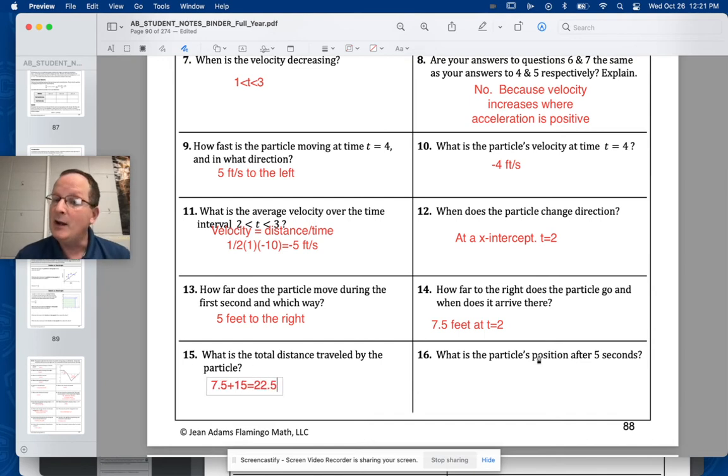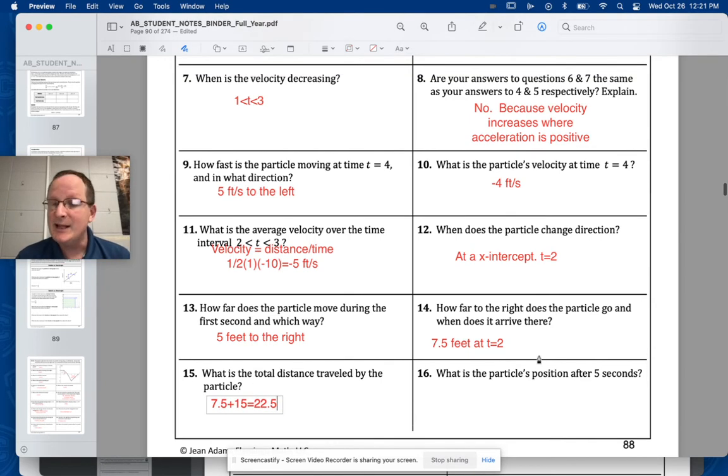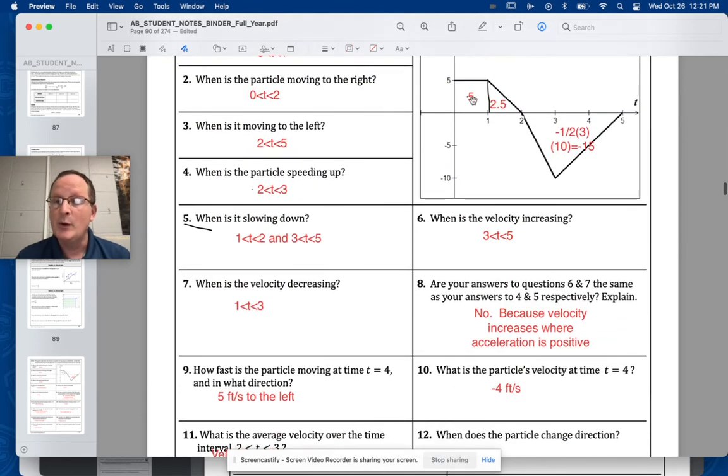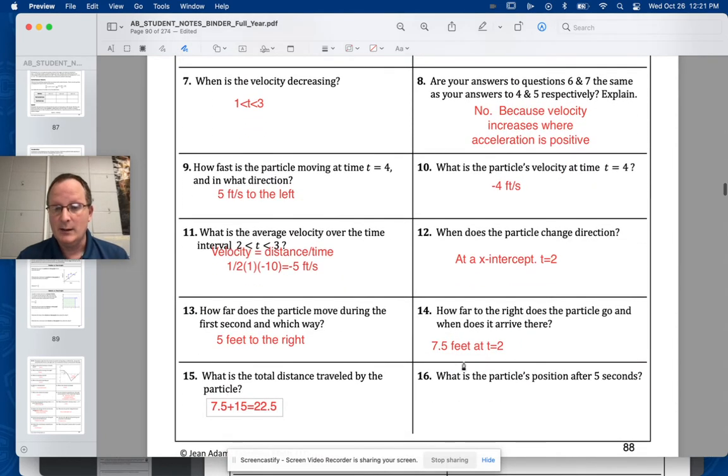Okay, but here's the cool part. What's the position after 5 seconds? Okay, so we went 7.5 to the right. That's a positive 7.5. Then we went backwards 15. Okay, so that's cool. So let's do that. And these two answers are different because one of them is displacement and one is total distance traveled. Okay, and we'll clarify any of this stuff if we need to in class.